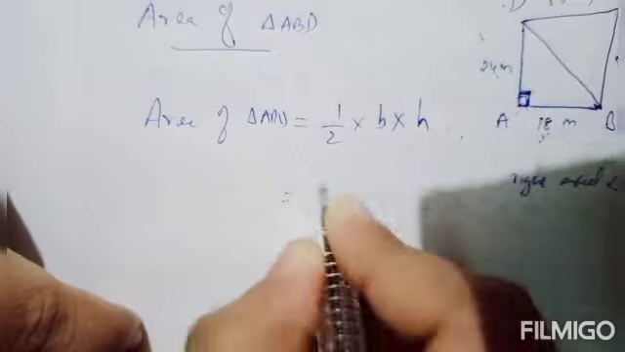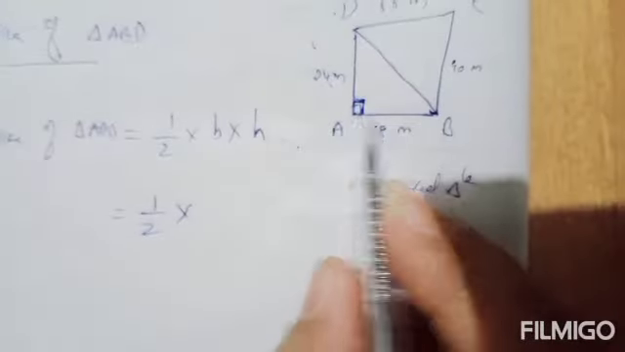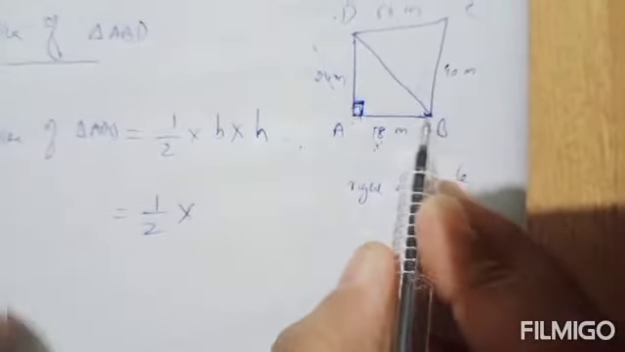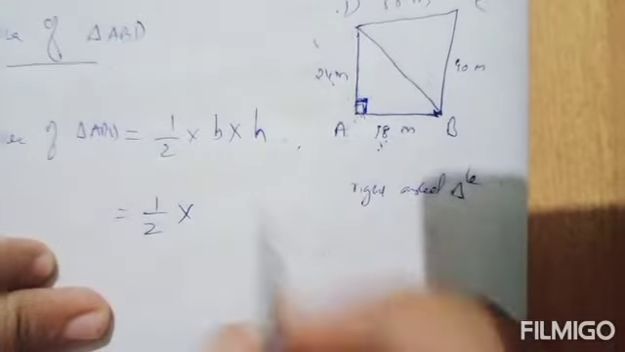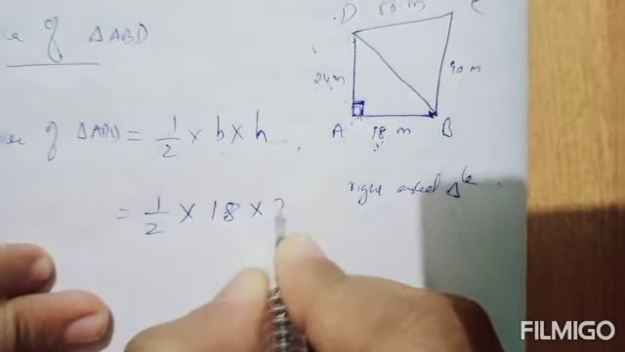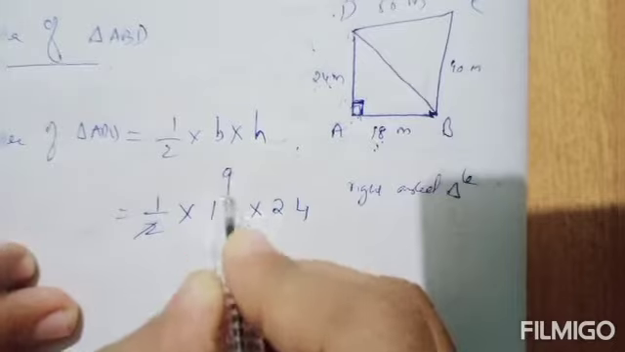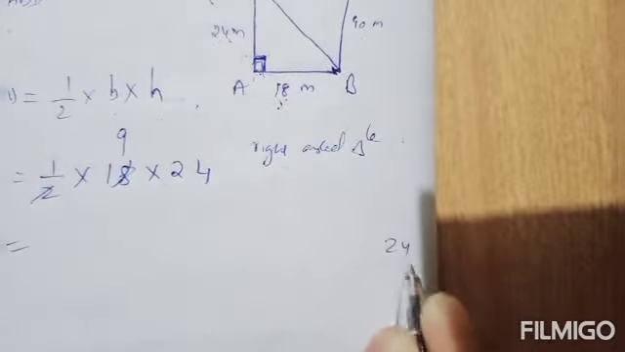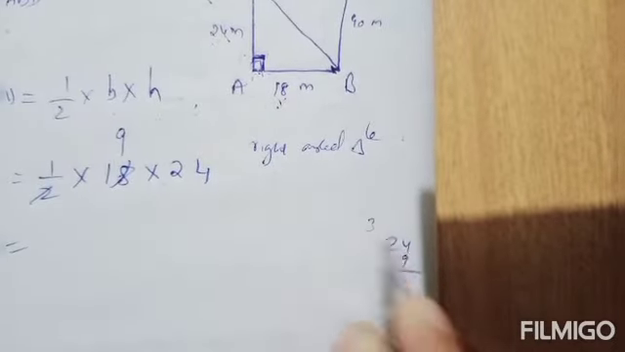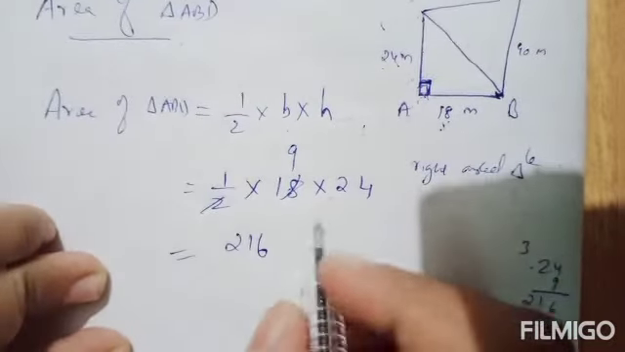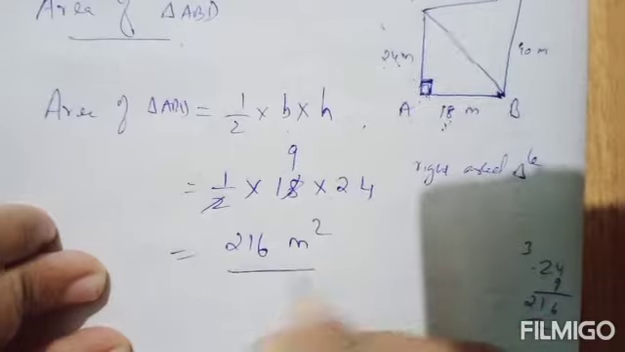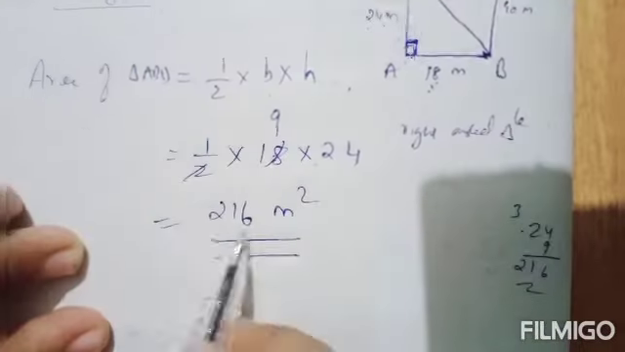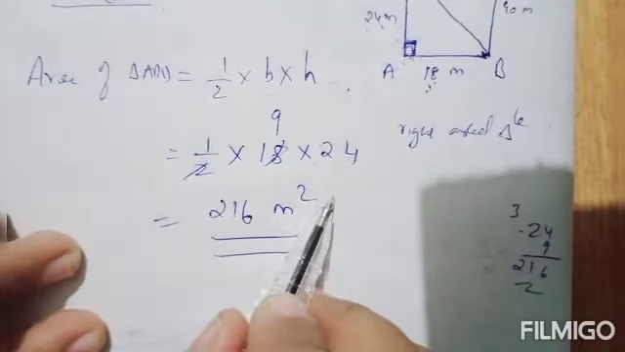That is half into base into height. Let us take AB as base, okay, and AD as height. So half into 18 into 24. What will you get? 24 into 9, which is 216 meter square. This is the first triangle's area, 216 meter square.